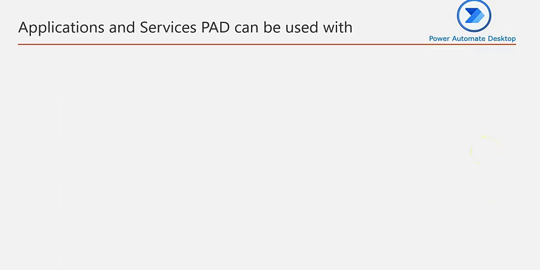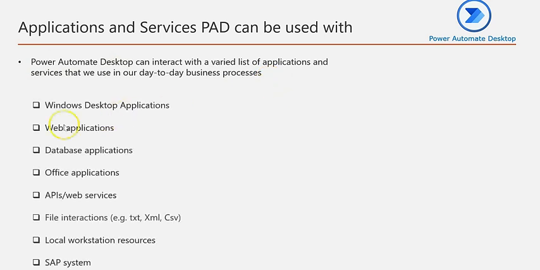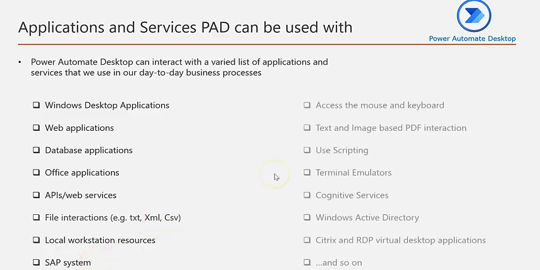Applications and services PAD can be used with. Power Automate Desktop can interact with a varied list of applications and services that we use in our day-to-day business processes. Those are Windows desktop applications that are always there on our machines. Web applications are there, databases are there, MS Office applications like Excel, Word, PowerPoint, and so on, APIs and web services, file interactions like a text file, XML, CSV. It can access your local workstation resources, meaning your printer also. It can interact with an SAP system.